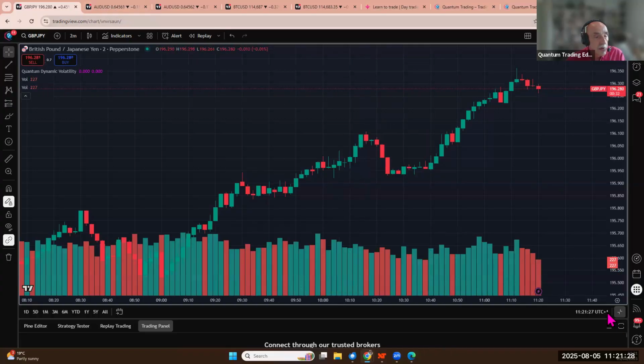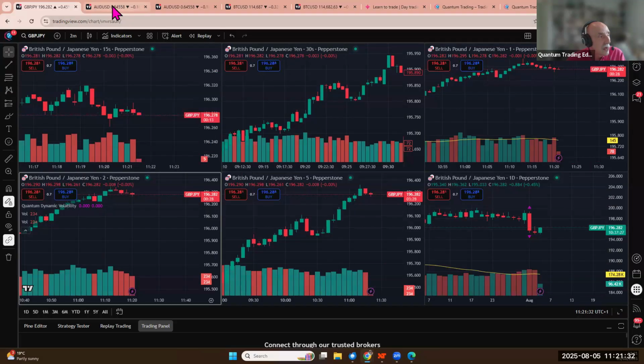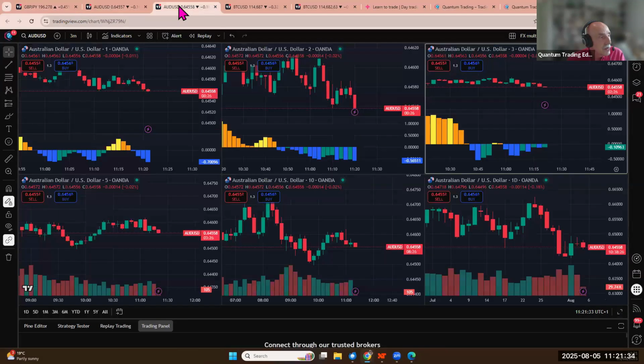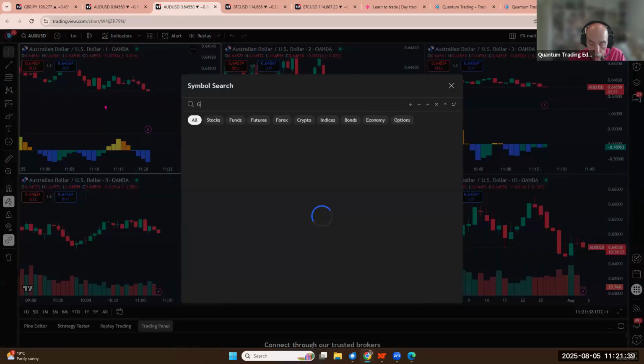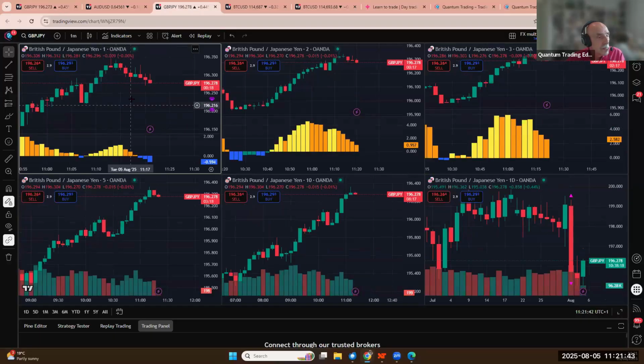So that's on the pound yen. I wanted to pull that one up because it's just had this really nice trend. I also wanted to highlight something else with it. Let's just go over to this one here. I'm just going to change this to the pound yen as well. Just move that over there.